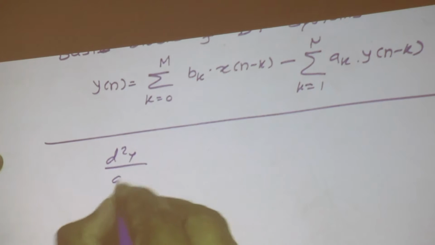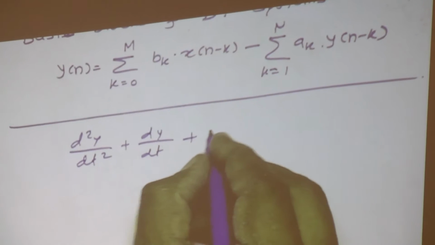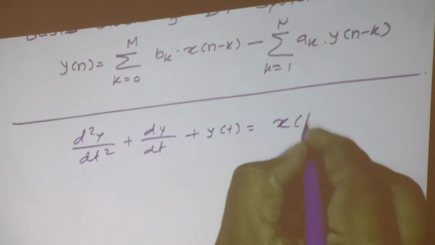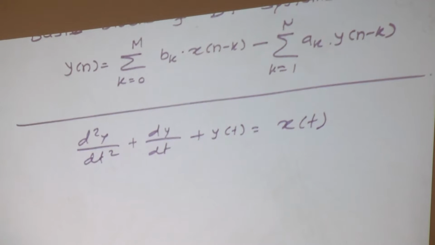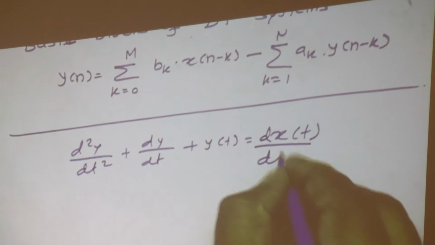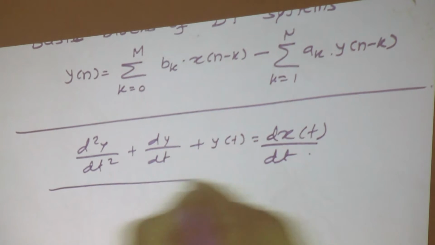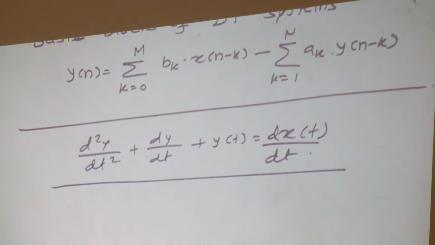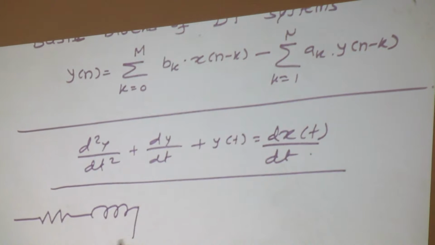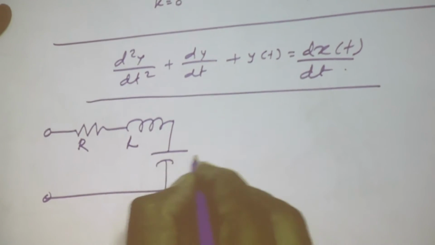Say for example, d2y by dt2 plus dy by dt plus y(t) is equal to some x(t), or some dx by dt. This equation was obtained, as you remember, from a simple RLC circuit. If you take a series RLC circuit where this is R, this is L and this is C.